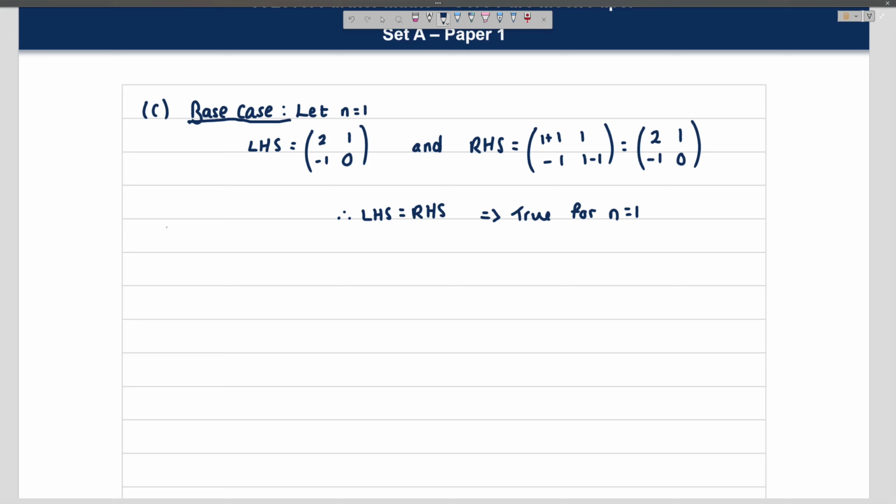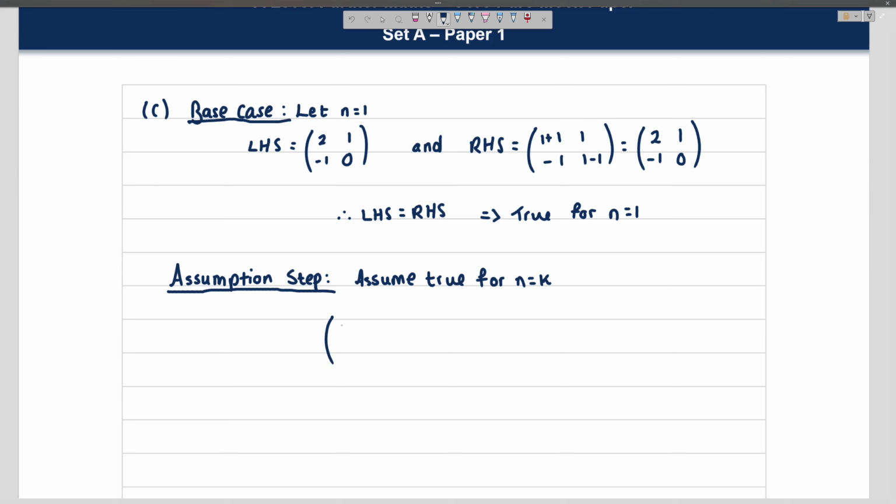Now for the next step here, this is what we call the assumption step. So for my assumption here, let's just write this down in full here. So for the assumption step here, what I'm going to do is assume that this is true for n equals k. So assume true for n equals k.